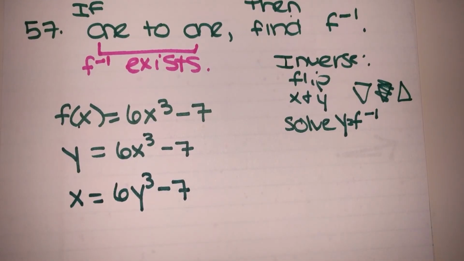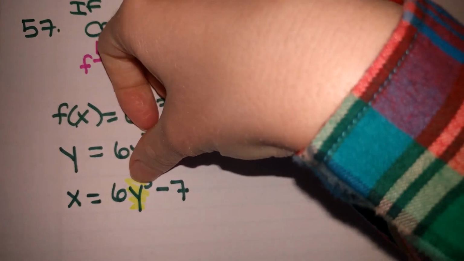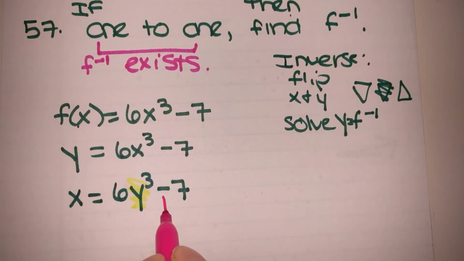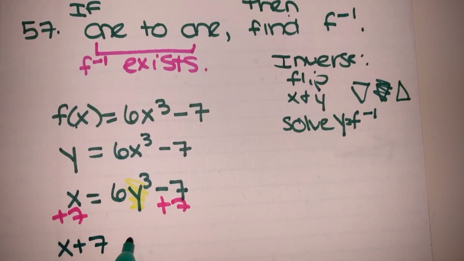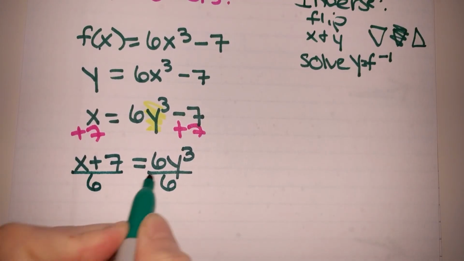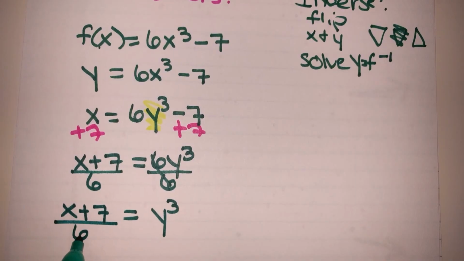So what will happen is this y will become an x, and then this x will become a y cubed minus 7. Now, we're not trying to solve for x here because we're trying to solve for an inverse function. So what we need to do is we need to get y by itself. Now, if this was just 6y minus 7, we would add 7 to both sides and then divide by 6. So we'll start off by doing that. We'll add the 7 to both sides, get x plus 7 is equal to 6y cubed. Divide by 6, divide by 6, and get y cubed is equal to x plus 7 over 6.